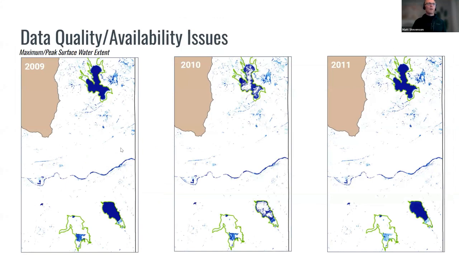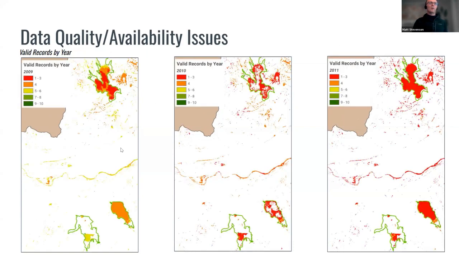So from left to right, we're looking at 2009, 2010, and 2011. And in 2010, you've probably already spotted the difference. There are a couple of very large water bodies to the north and south of the Spokane River that are missing data. And to verify this, we extracted a data quality layer from Earth Engine, which Jesse shared code with me to do, which was very helpful.